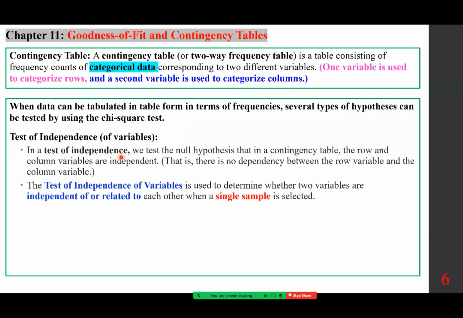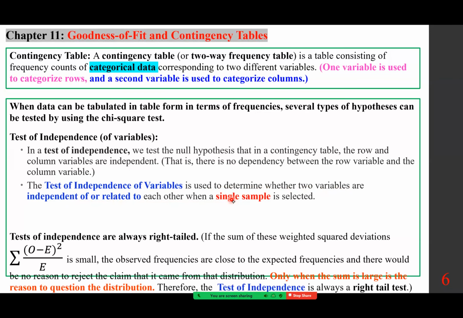In a test of independence, we test the null hypothesis that in the contingency table, the row and column variables are independent. That is, there is no dependency between the row variable and the column variable. You might say there is no dependency or there is no relation. The test of independence of variables is used to determine whether two variables are independent of or related to each other when a single sample is selected. So the test of independence deals with a single sample.